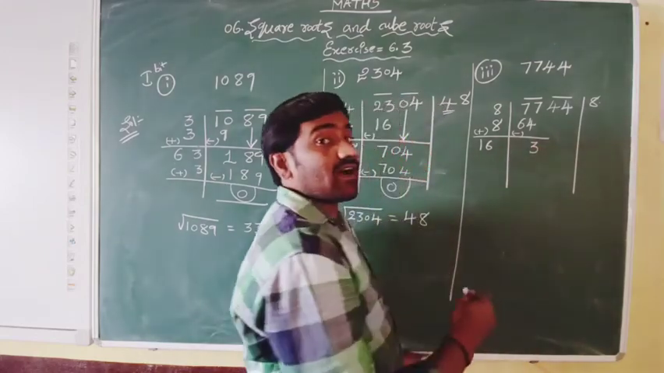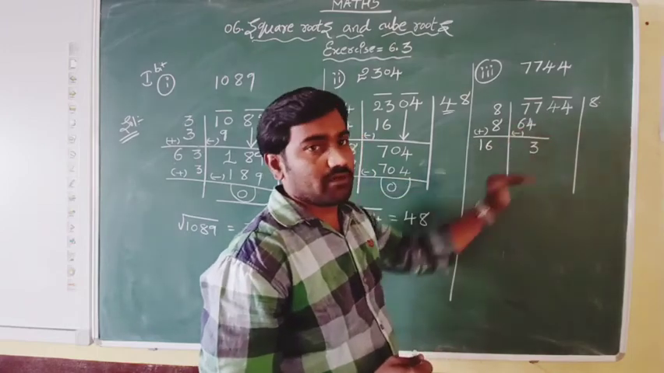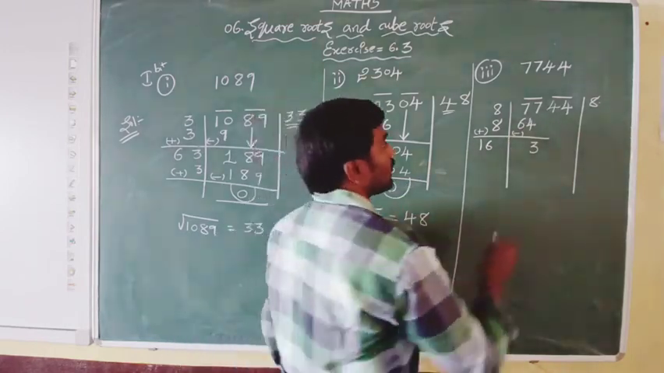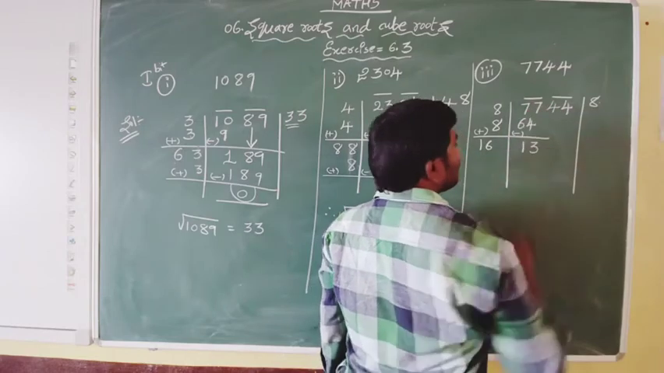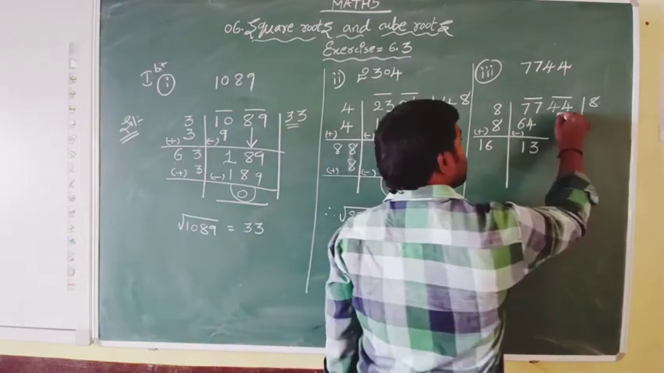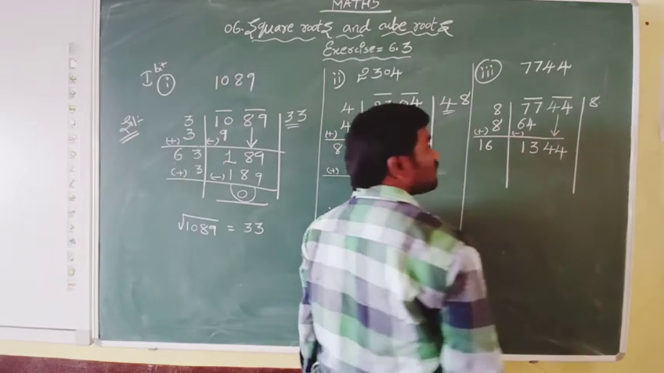It is not like our normal divisions. Here we have to take only perfect square numbers. That you need to remember. Okay. 7 minus 6 is 1. I got 13. And I need to take one more pair that is left. The complete pair I have to take, that is 44.